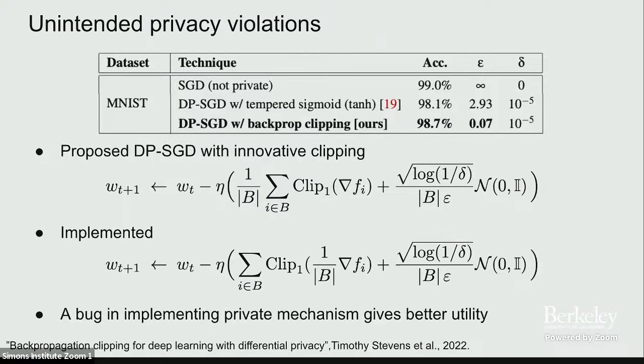It turns out that what they were implementing is something very different, which is basically they're clipping the normalized gradient. So this 1 over b here is actually inside the clip. And you can see why this is not going to work from a DP perspective, because the sensitivity is actually much higher. So you're preserving the signal, but you're not adding the noise that's needed to get the privacy guarantee.